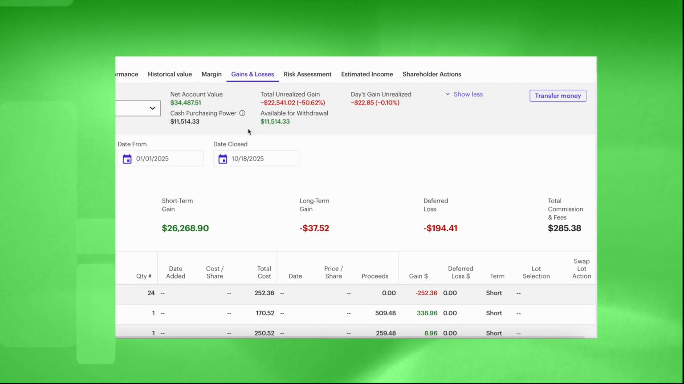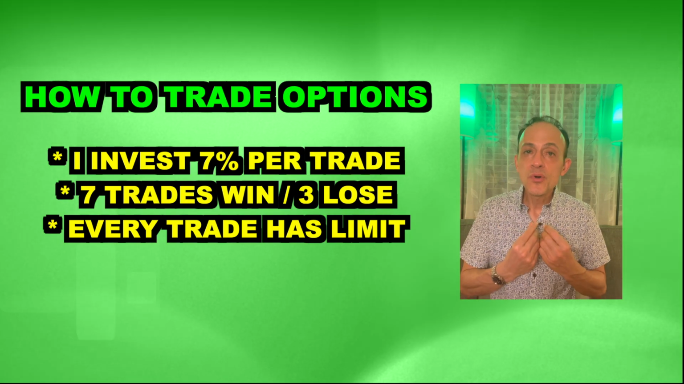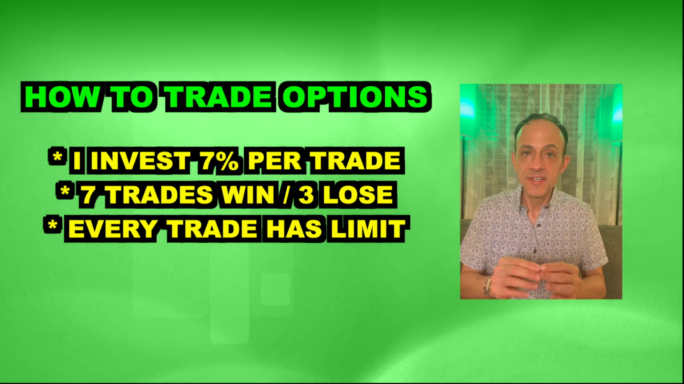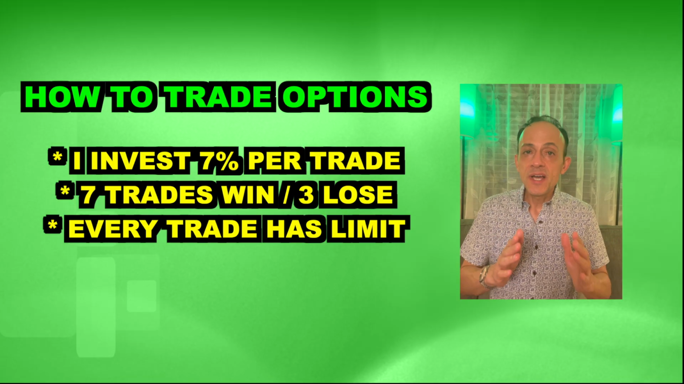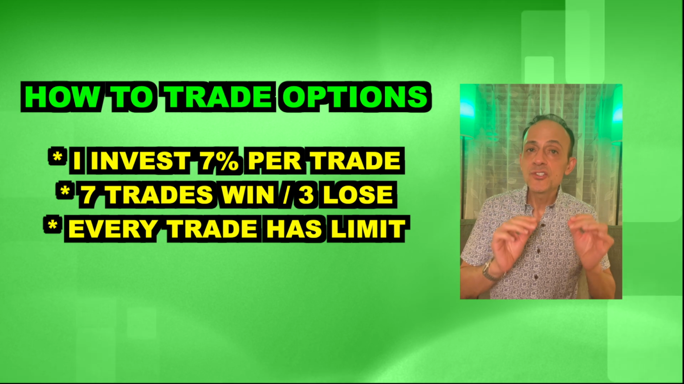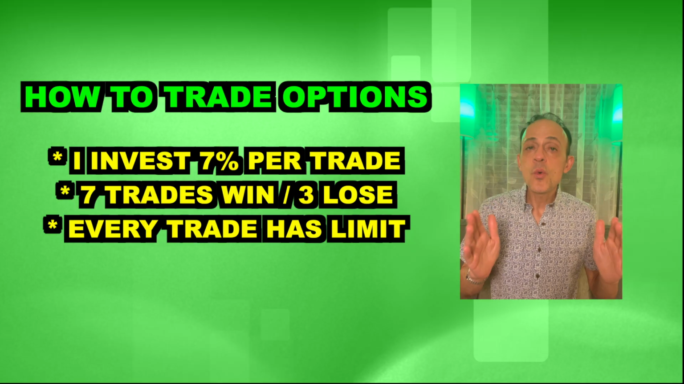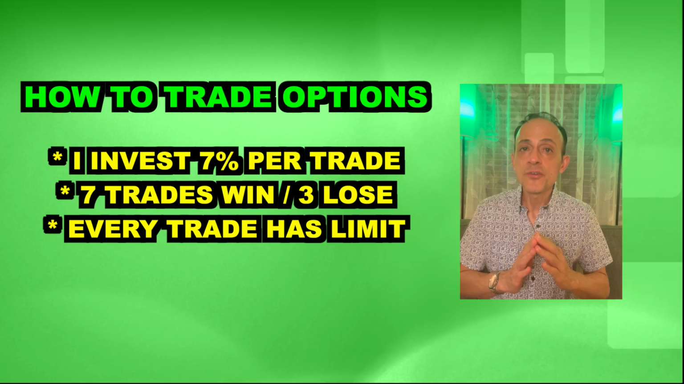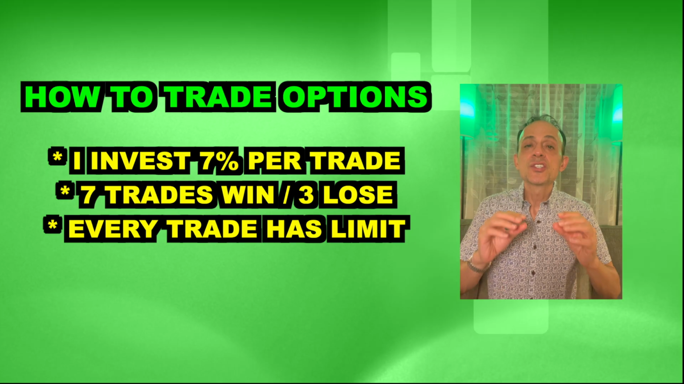So I'll tell you exactly what I'm going to do with this $11,500. With my $34,000 that I'm trading with right now, I personally will not put more than 7% on a trade, which comes out to about $2,300. And why is that? It's because 7 out of 10 trades will win, but 3 will lose. So if I lose $2,300 on one trade, I don't care because I'm going to make it up on another trade. And you never want to lose your shirt putting too much on a trade.